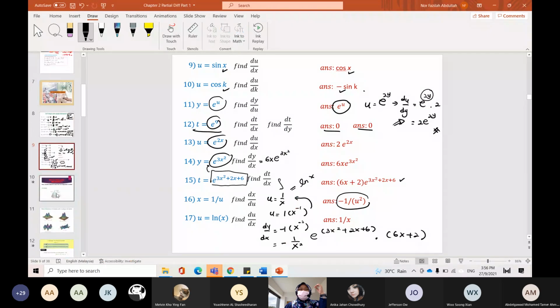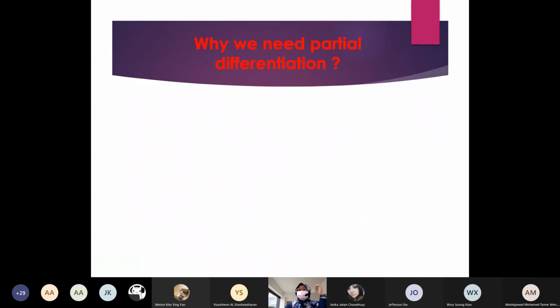Okay, let's continue. Why do we need partial differentiation? Just now, we had the differentiation, the derivation. So why do we need partial differentiation? What is partial differentiation? Anyone know?